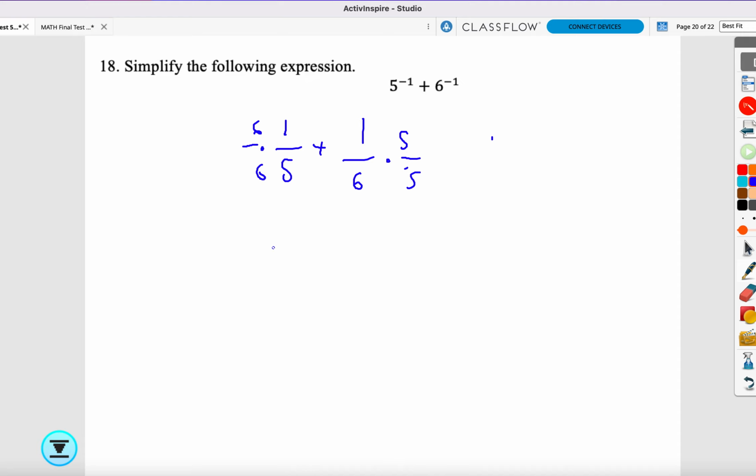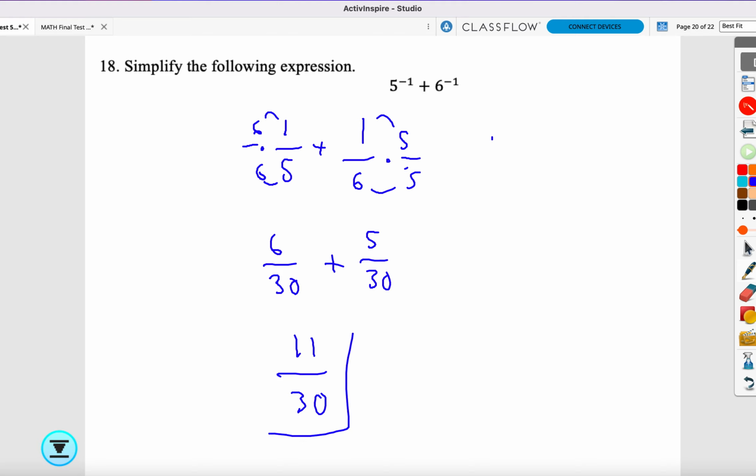When I do that, this is going to be 6 over 30, and this is going to be plus 5 over 30. So 6 times 1 is 6. 6 times 5 is 30. 1 times 5 is 5. 6 times 5 is 30. We have the same denominator, so we get 11 over 30. And we're done, because we can now simplify that.